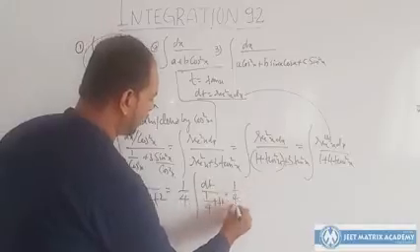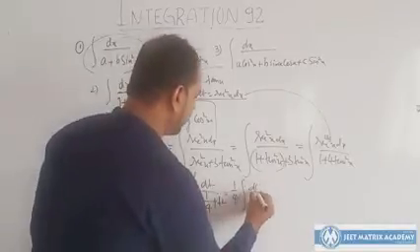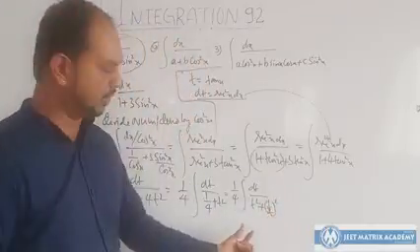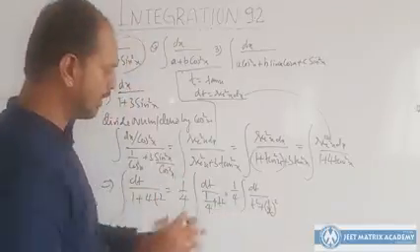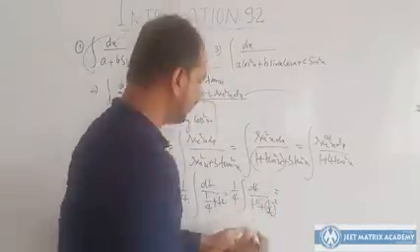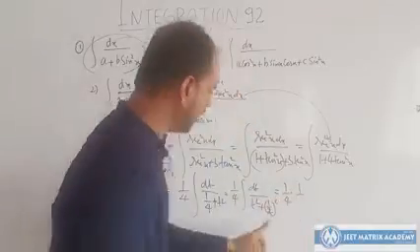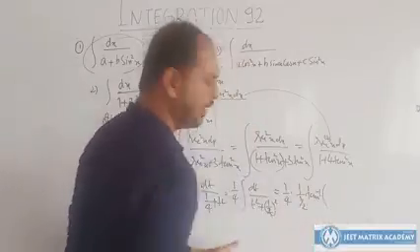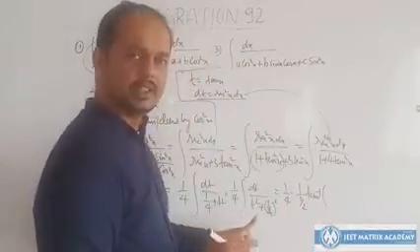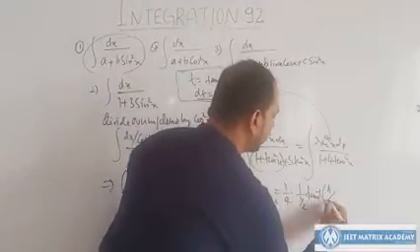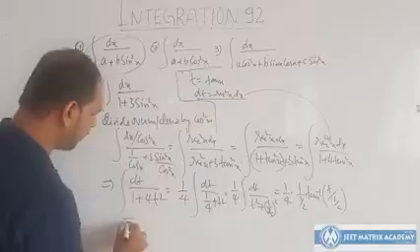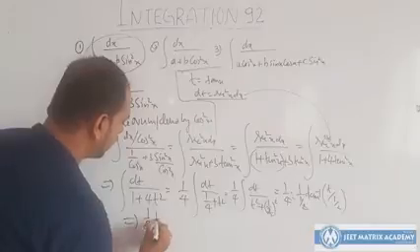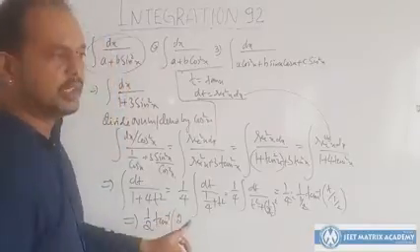Now take 4 outside: 1 by 4 integration of dt divided by 1 by 4 plus t square, or I could write 1 by 4 integration of dt divided by t square plus 1 by 2 whole square. I just moved this to the other side, so it is in the standard format. Now apply the standard formula. So it is 1 by 4 into 1 by a, which is 2, tan inverse of x by a, or t by 1 by 2. Now simplify, the 2's get cancelled.